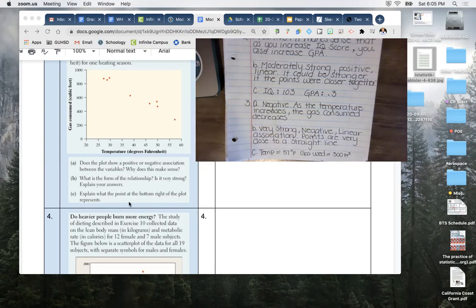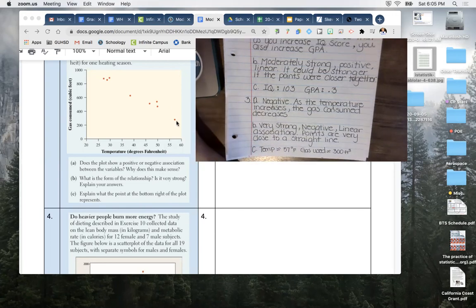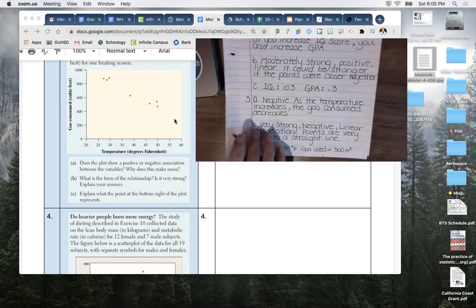In C, it says explain what the point at the bottom right of the plot represents. Bottom right is this guy right here. Explain what that point represents. So I looked at it, it looks to be, to me, about 57. If it was 57 degrees outside, the amount of gas consumed would be somewhere like in the middle here, like maybe 300 cubic feet. So that's what that point means. If it is like 57 degrees outside or so, then there's only, and I could even go lower here, maybe 250 or 300 cubic feet of gas used.